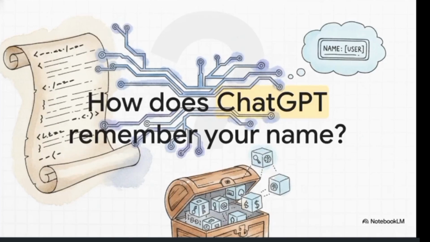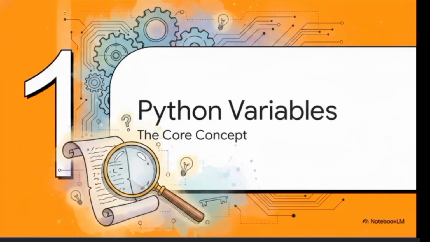It's just code. Specifically, it relies on one fundamental programming concept that is the absolute secret behind your favorite AI chatbot's memory. Today, we're unlocking exactly how that works, and I promise it's so much easier to grasp than you might think. Section 1. Introduction to Python Variables.